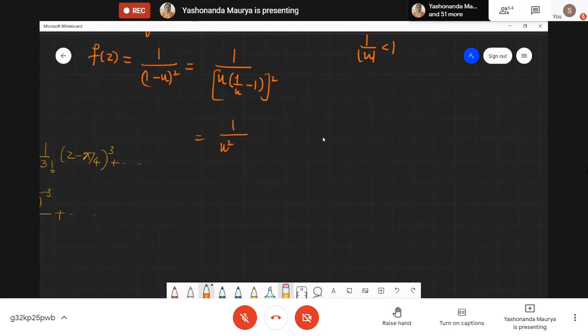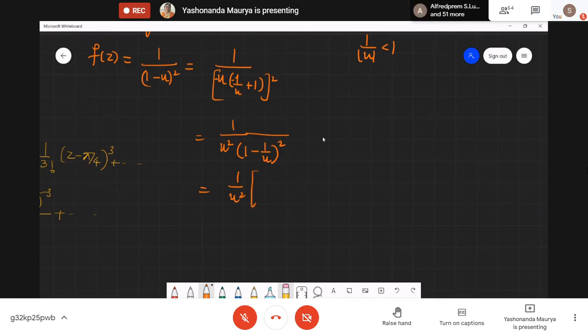And even if I take out a minus u common, then also it is the same thing. But then if I write a minus u, this will be negative and this will be positive. So it will be like 1 minus 1 by u whole square. So this will be 1 by u square.